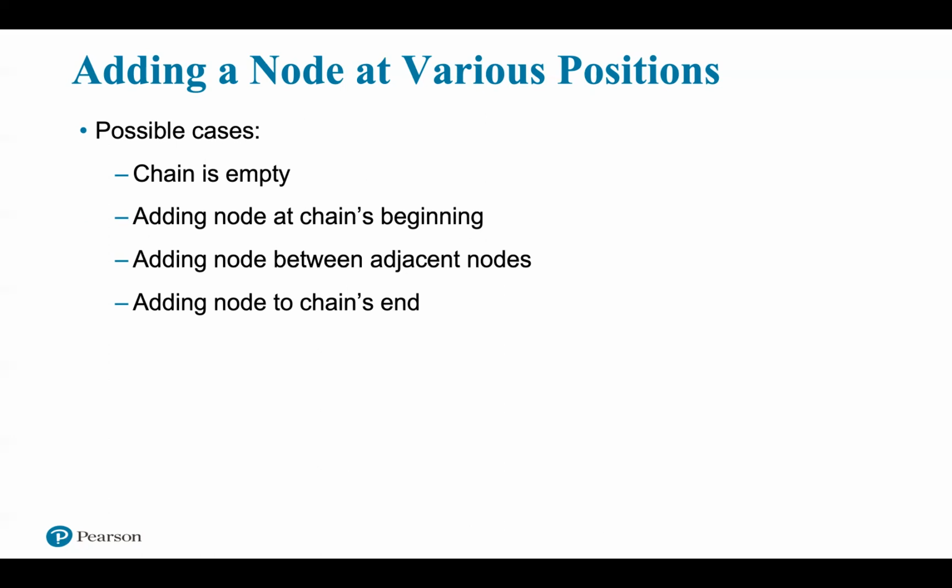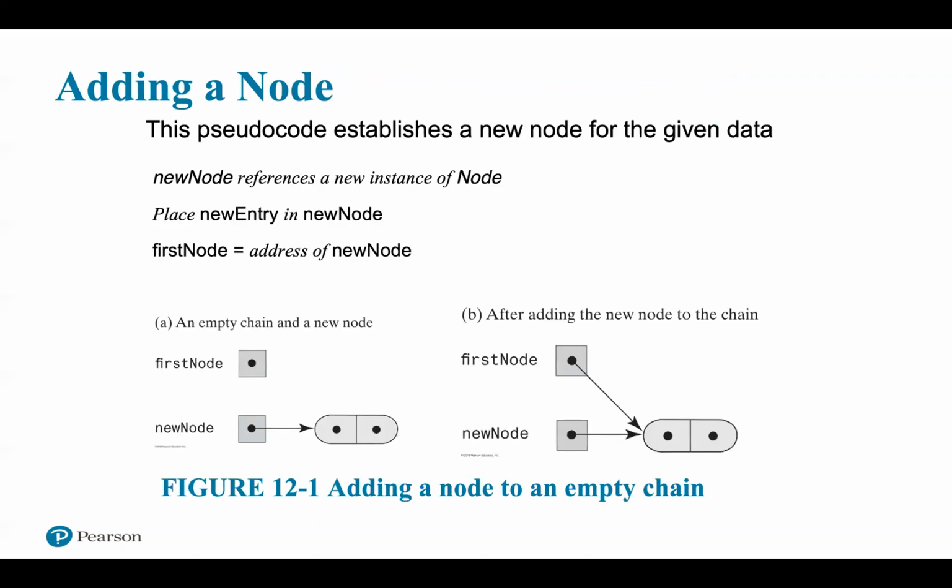What about adding a node at various positions? To add a node to a chain at a specific position, we must consider the following cases. Case 1, the chain is empty. Case 2, adding a node at the beginning of the chain. Case 3, adding a node between adjacent nodes. And case 4, adding a node at the chain's end. Let's look at those, first for case 1, adding a node to an empty chain.